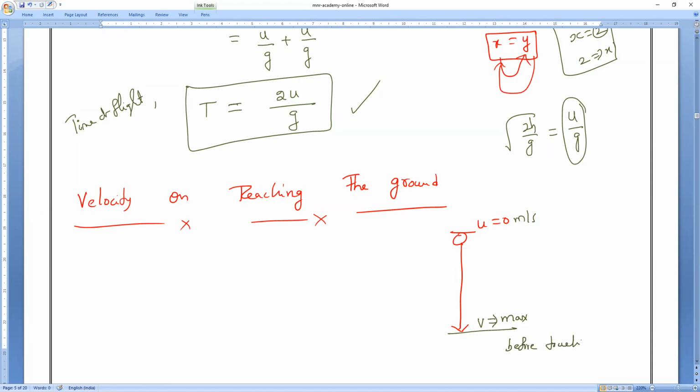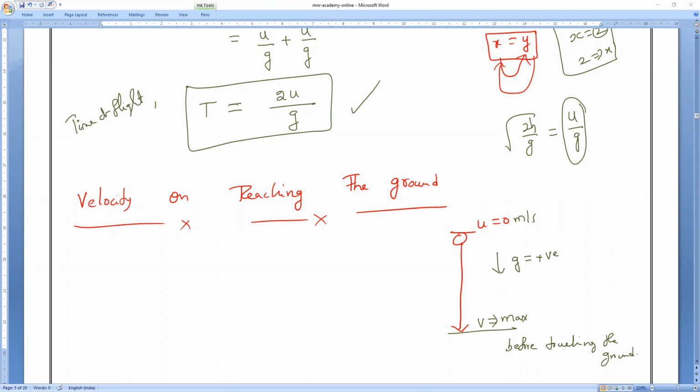Before touching the ground, be very careful. After touching the ground, what will happen? Final velocity is zero. Yes or no? That's all. Coming down, is the g value positive or negative? Positive. That's all. So which equation can we apply?